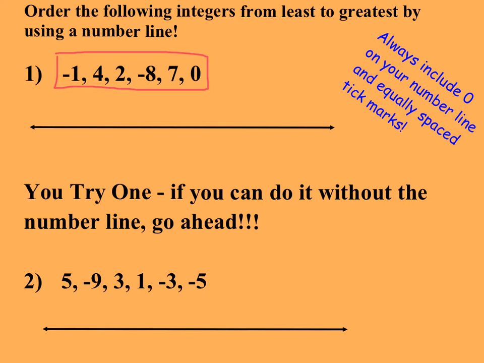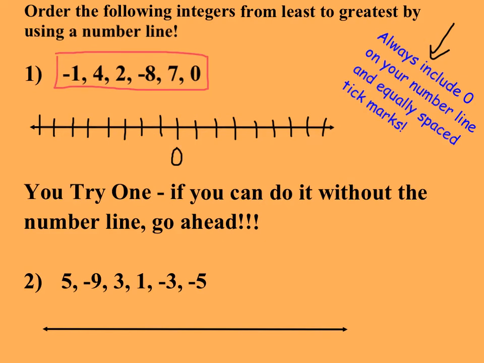Now, when you draw a number line, make sure that you always include 0 on your number line and you have equally spaced tick marks. So let's go ahead and do that now. Space out your tick marks as equally as you can. And then we need to label 0 somewhere, so I'm going to put 0 right in the middle.